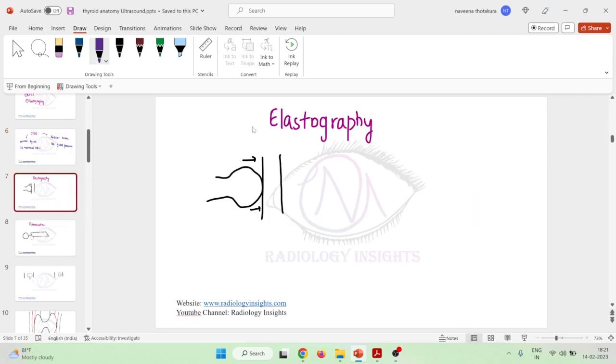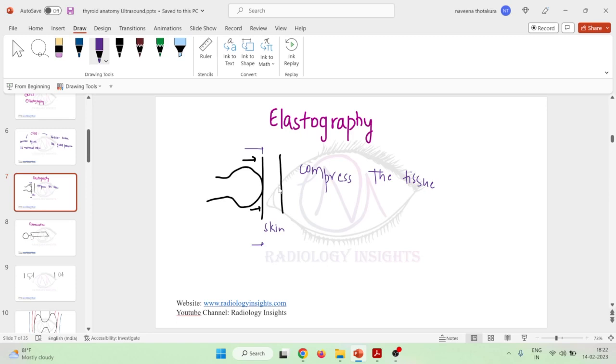Followed by that, we have the second technique, which is called elastography. The principle is that the transducer is placed over the skin of the patient, and we press it, applying force over the skin. This will compress the tissues. Compression of these tissues will cause deformity of the soft parts. That means on compression, the soft part will get deformed.